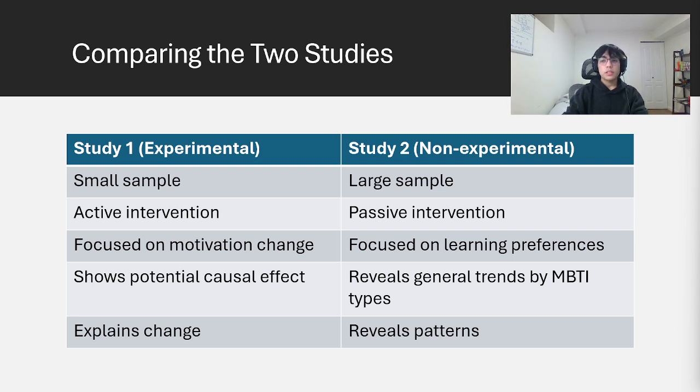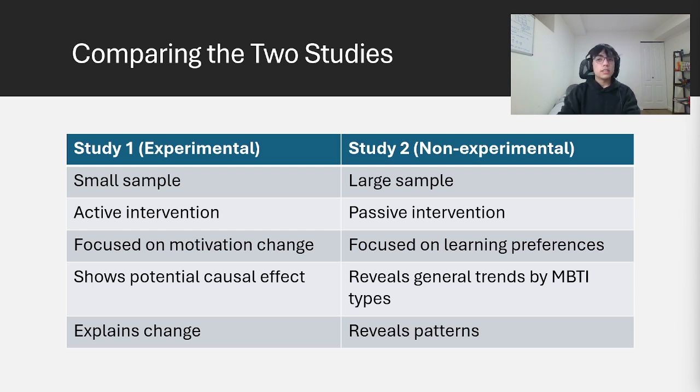This is the comparison between the two studies. The experimental study had a smaller sample size but tested direct intervention, customizing learning platforms to MBTI types. It was able to demonstrate a potential causal relationship between personalized learning and increased motivation. The non-experimental study, with a much larger sample, didn't involve any changes or treatment. Instead, it observed naturally existing differences in preference across MBTI types. It provided rich descriptive data, but could not determine cause and effect.